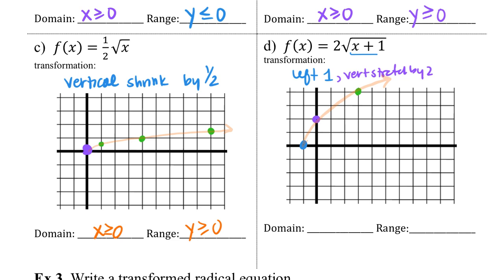Okay, now my domain, well, it got moved left 1, so it's greater or equal to -1. And my y is 0 here, but it's going up, so it's going to be greater or equal to 0.